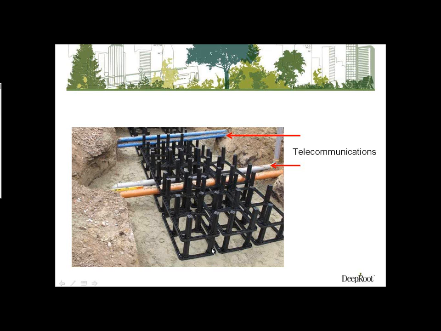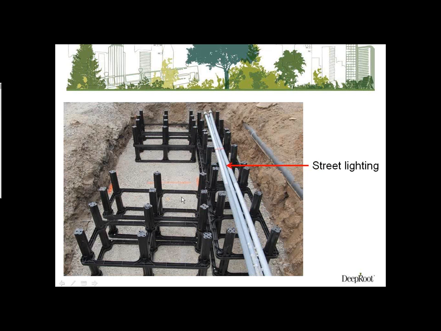This is a project from the Netherlands. Again, you can see a combination of how the Silva Cells can be put underneath existing utilities and then the next stack added over the top so that they can be incorporated right in. This project is near Niagara Falls in Ontario. Again, the street lighting conduits being run through the Silva Cells.